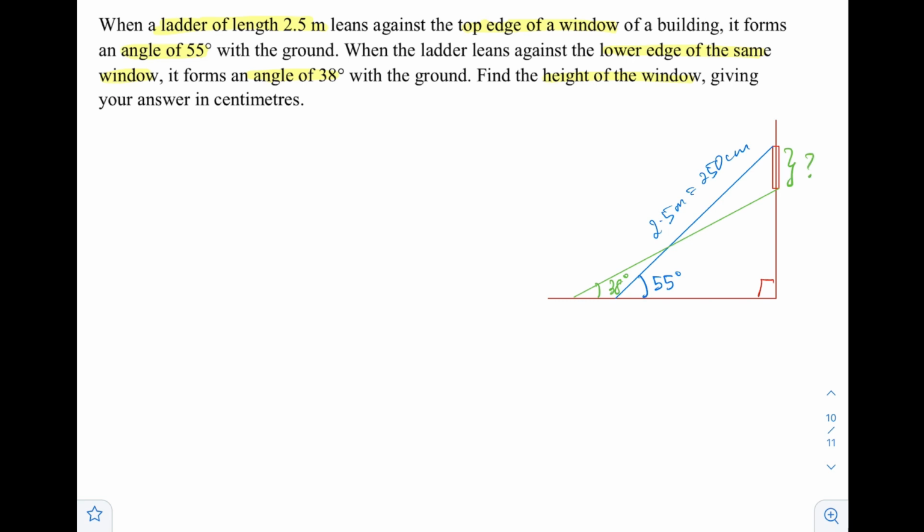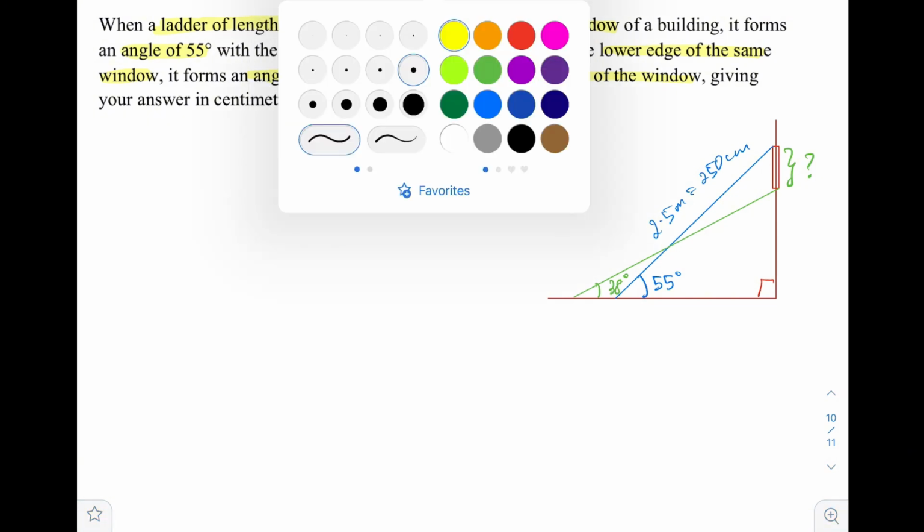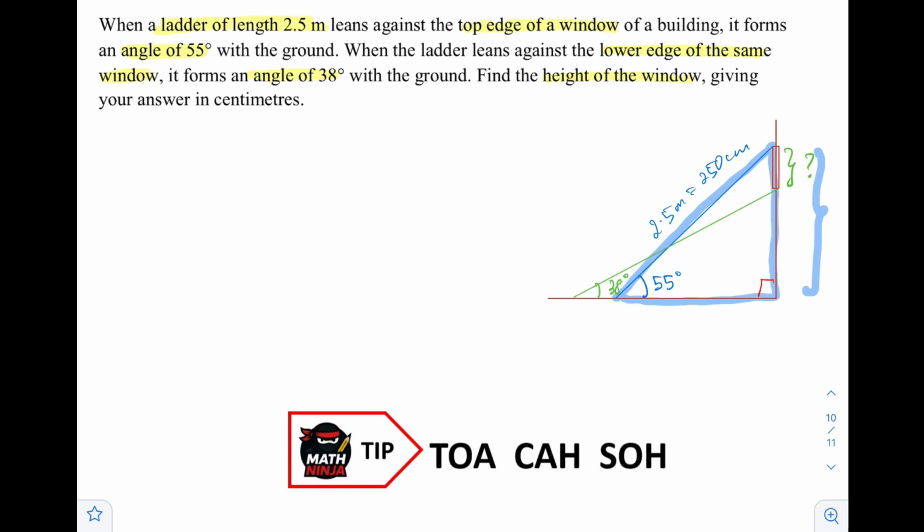To do that, I can use the first right-angled triangle over here. Let me shade it in maybe blue. In this first right-angled triangle, we have the reference angle 55 degrees, and we have the hypotenuse 250 cm. This will help us find this length over here, which I will name as capital H in my diagram, the height from the floor to the top of the window.